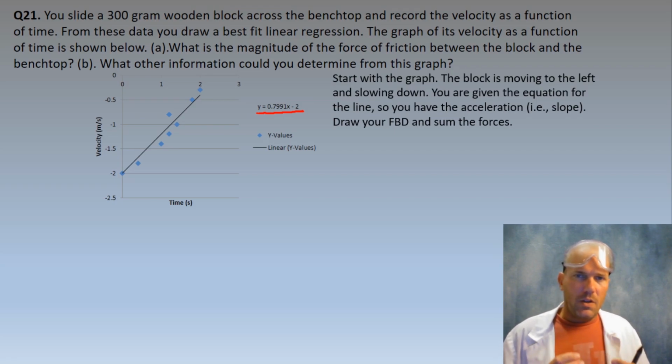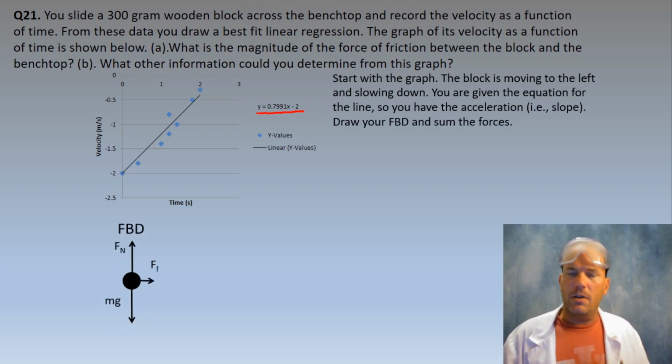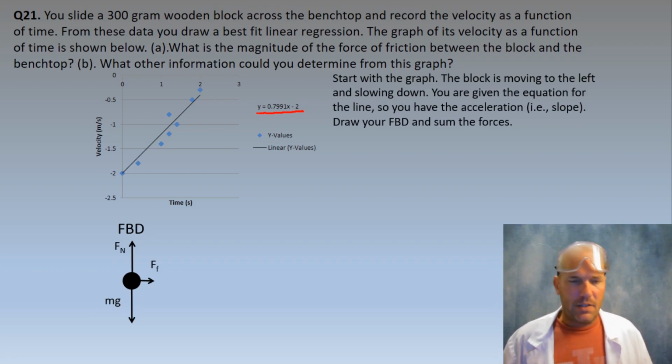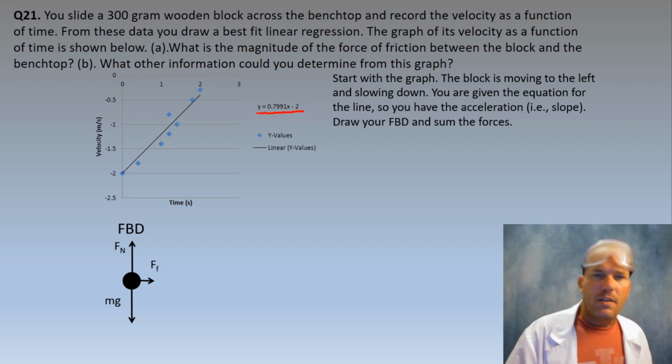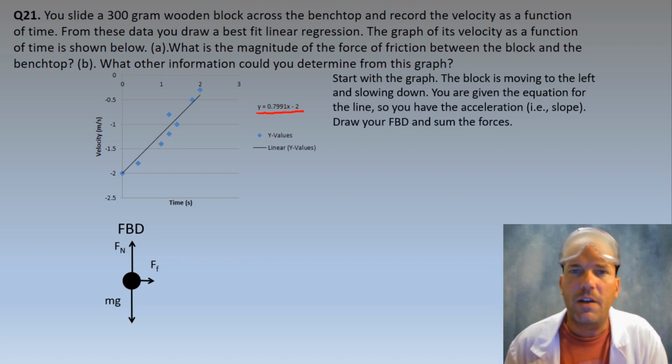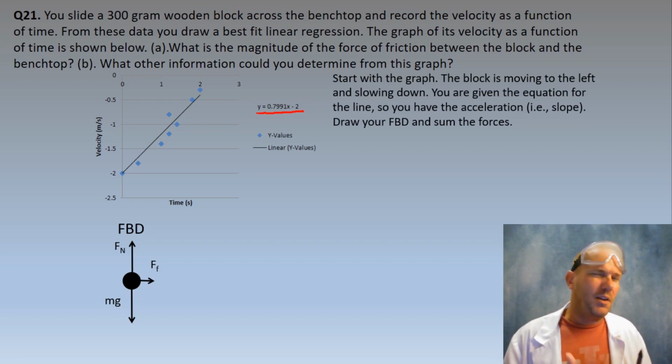All right? So let's go ahead and look at a free body diagram for this scenario here. This wooden block will have vertically force normal minus the force of gravity, which are going to be equal in magnitude, opposite in direction, because the block is not accelerating vertically. We also have this force acting to the right, okay? The force of friction is leading to a deceleration, a negative acceleration, which is why we have an object moving backwards but slowing down, okay?